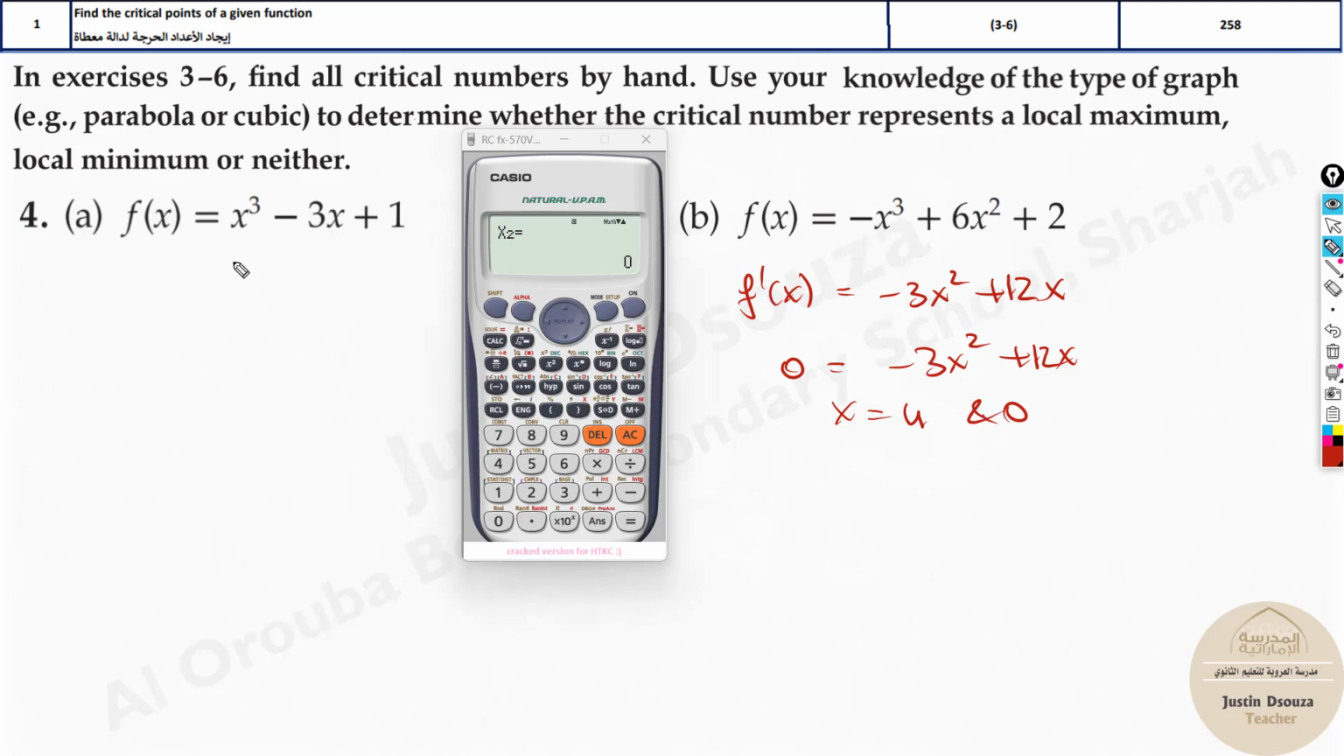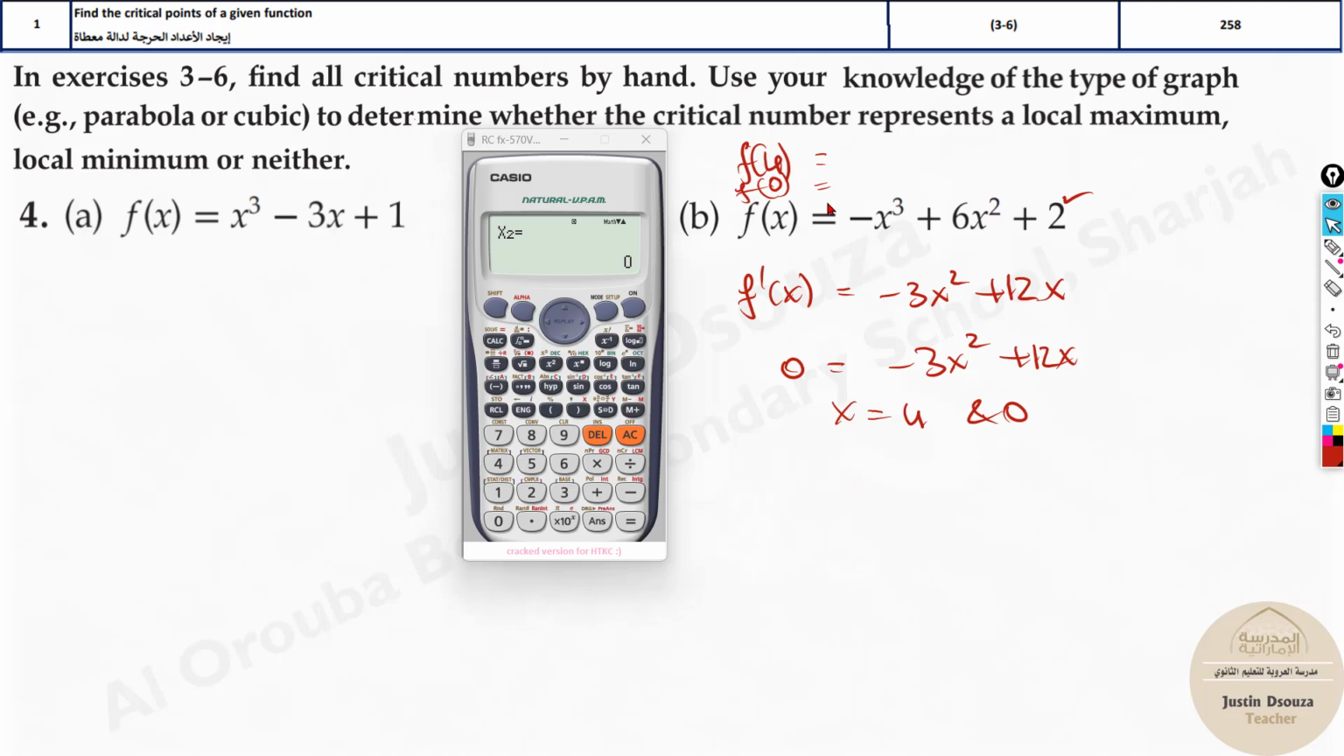What you need to do is take the given function, not the derived one, the original equation, and substitute this as f of 4, and then substitute f of 0, and then solve it. So how would you do it?